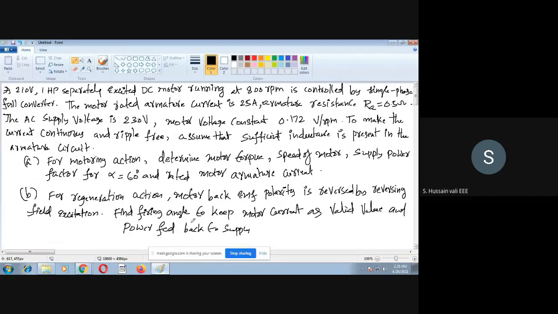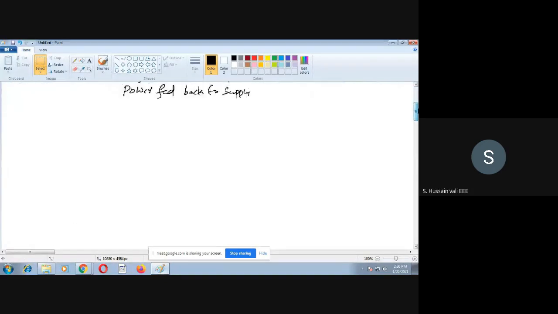Okay, so it's a lengthy question. We will start solving this problem by seeing what he is asking. He has two parts to the question, so one by one we will see. The first part is, for motoring action, determine motor torque, speed of motor, and supply power factor. Okay, so see the solution.